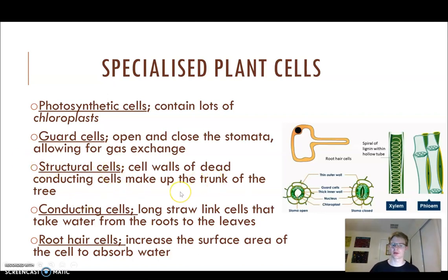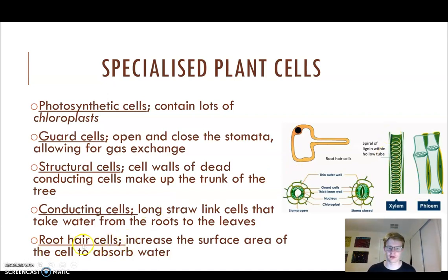Structural cells, so these are cells just in the trunks of trees and things like that. Conducting cells, these help cells combine together to make straws. So you can get a straw in plants called xylem and straws in plants called phloem. Xylem transports water and phloem transports nutrients. They're found in the stalks of plants.